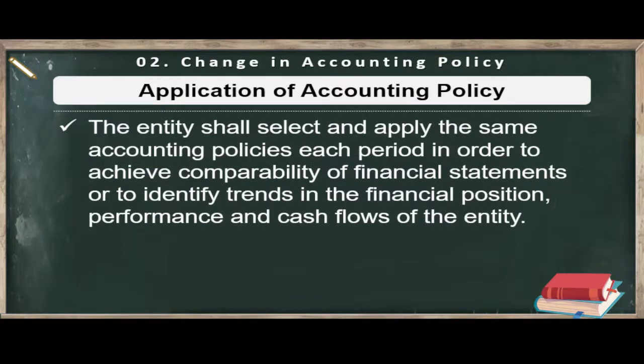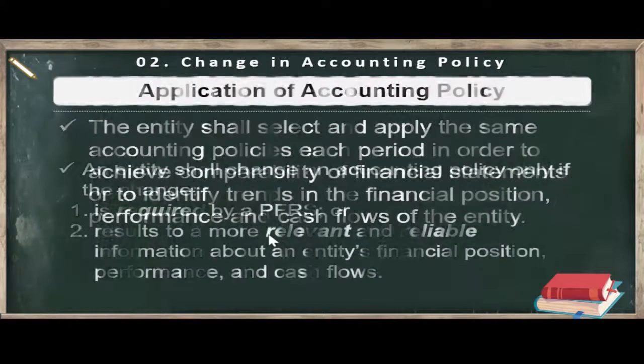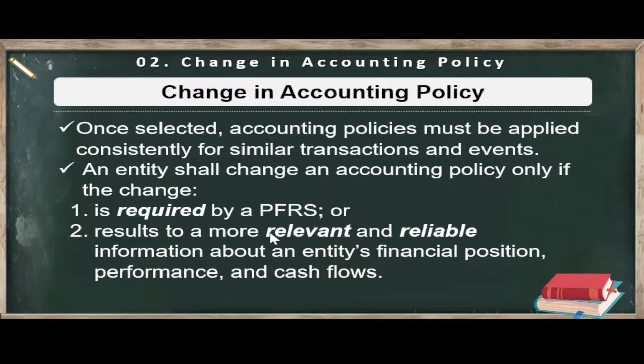So in the application of accounting policy, the entity shall select and apply the same accounting policies each period in order to achieve comparability of financial statements or to identify trends in the financial position, performance, and cash flows of the entity. Once selected, accounting policies must be applied consistently for similar transactions and events. So once we adopt it as an accounting policy, we should use it all throughout.